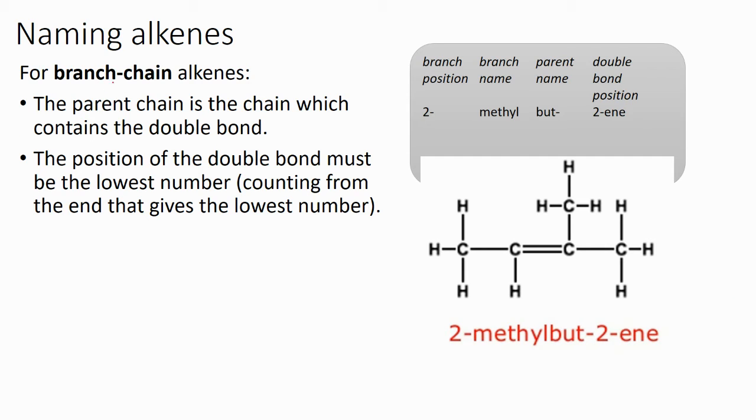Now, here's an example of some branched chain alkenes. The parent chain is the chain which contains the double bond. So it's this one here. This has got 4 carbons. Even if we went around the corner, it would still be 4. So it's but- as the parent name. The double bond is off the second carbon there. So it's 2-ene. And then it's got 2-methyl. Okay. The position of the double bond must be the lowest number, counting from the end that gives the lowest number.